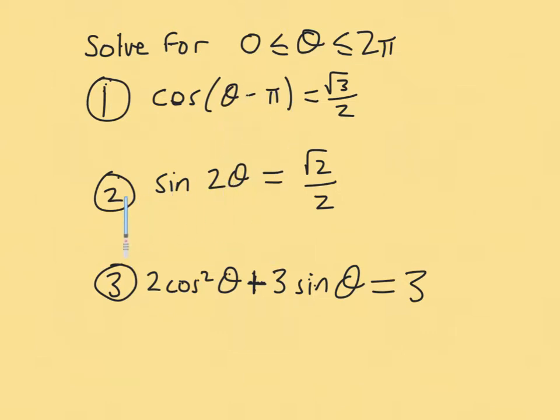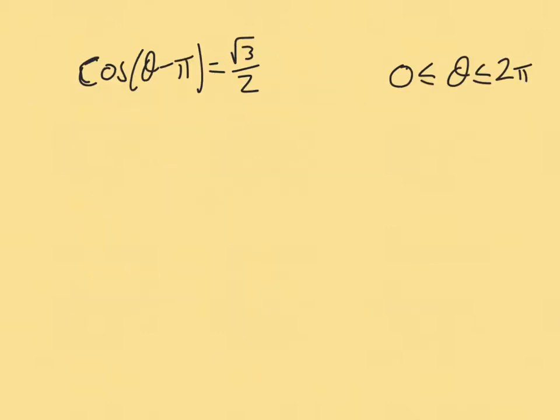Here is number two, which is a stretch: sine of 2 theta equals root 2 over 2. Number 3 is a quadratic trig equation, and that's going to involve using an identity. All of these skills we remember, I hope, from year one, but they just involve radians. Okay, let's look at the first equation.